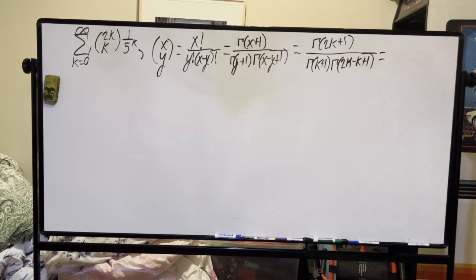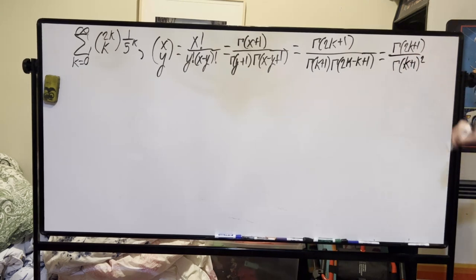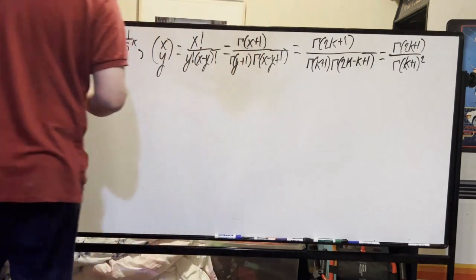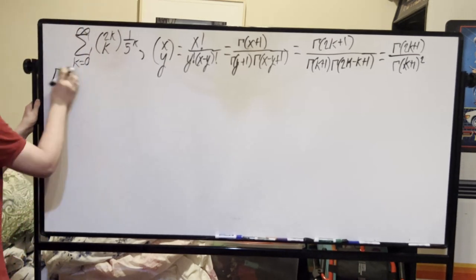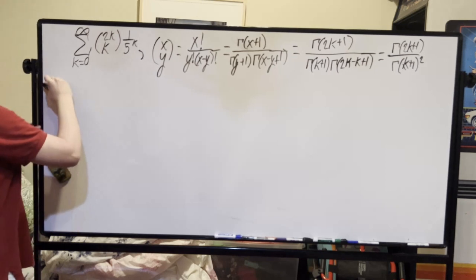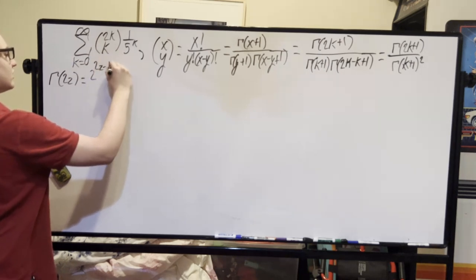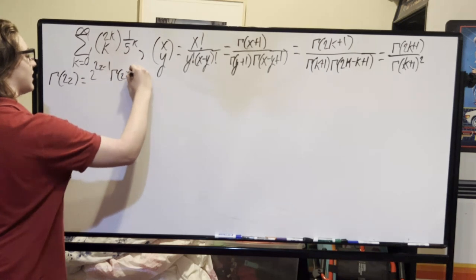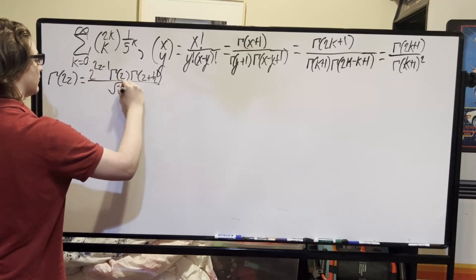So that's just going to be gamma of 2k plus 1 divided by the gamma of k plus 1 squared. Okay, so next we're going to use Legendre's duplication formula, which states that gamma of 2z is equal to 2 to the 2z minus 1 times gamma of z times gamma of z plus 1/2, all divided by square root of pi, or gamma of 1/2.